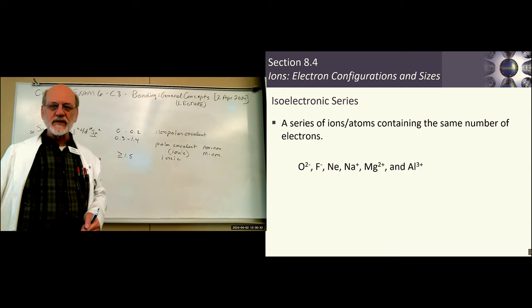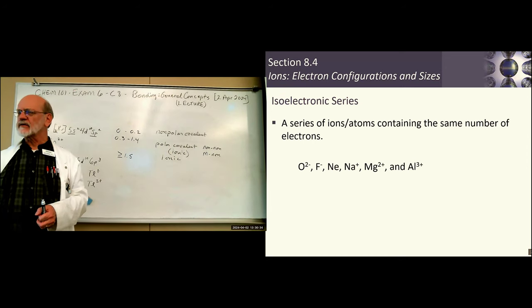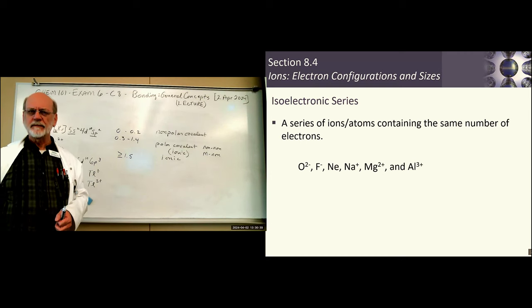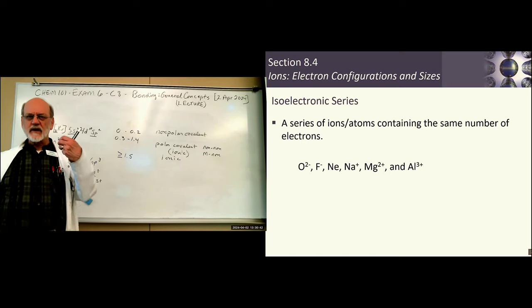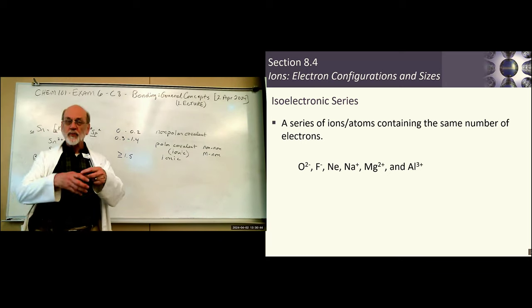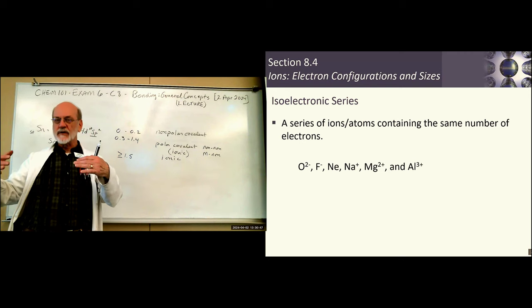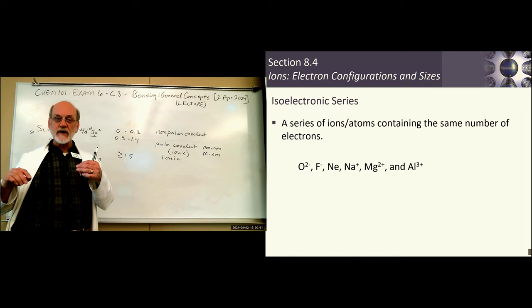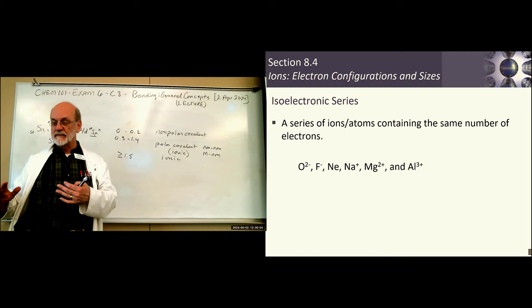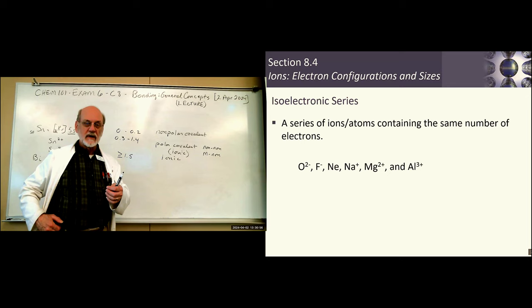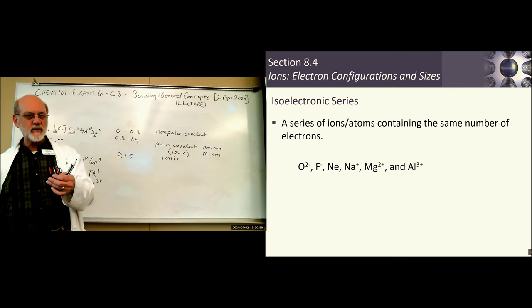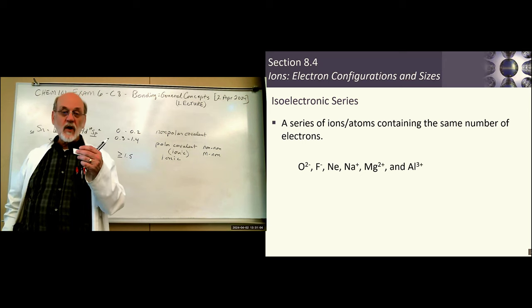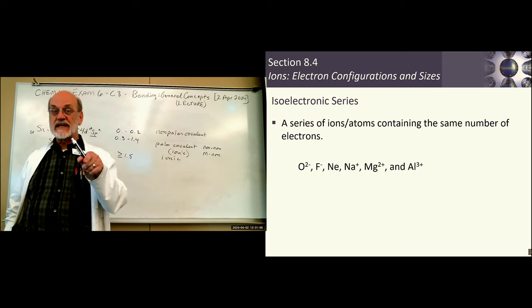An isoelectronic series. Did we talk about isoelectronic series when we were doing electronic configurations? I thought we did. Simply, an isoelectronic series is a group of elements, and many of them will be ionized so that their electronic configurations are identical. Now, in the case of oxygen 2-, fluorine 1-, sodium 1+, magnesium 2+, aluminum 3+, those all have the same electronic configuration as neon.